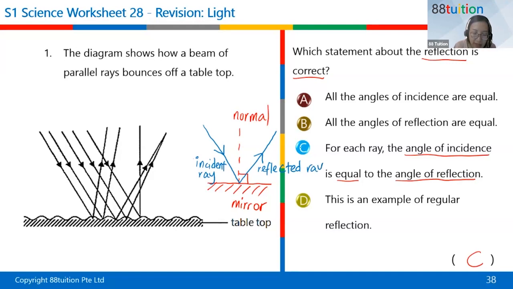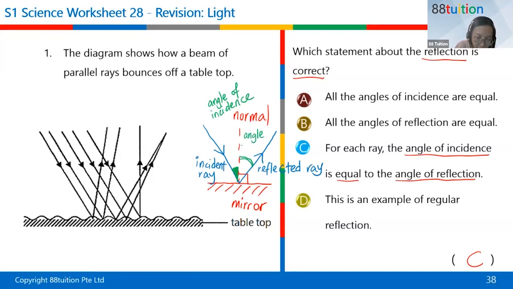Okay, then where is the angle of incidence? Let me use a different color. So this angle, always measure the angle from the normal. So this is the angle of incidence, because it is coming in. Then the other angle, this angle, is the angle of reflection.